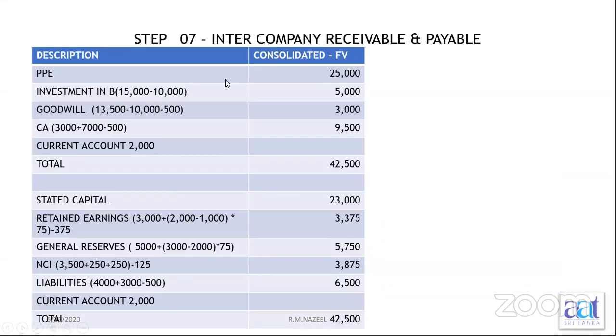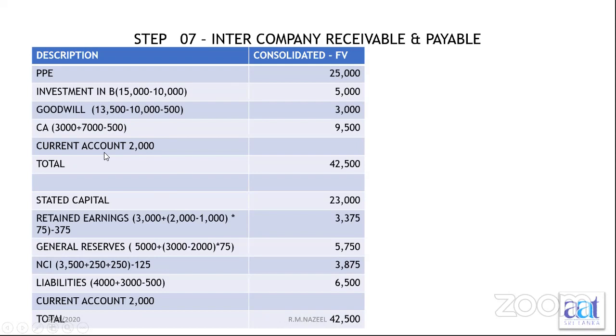Now, PPE is 25,000, investment 5,000, goodwill 3,000 after impairment of 500. Current assets, see, parent 3,000, subsidiary 7,000, intercompany removed 500. So therefore 9,500. Why? There is an intercompany receivable. Immediately look into current liabilities. Parent 4,000, subsidiary 3,000, minus 500. Therefore liabilities are 6,500. Now see, eliminate the same receivable against the same payable in full.